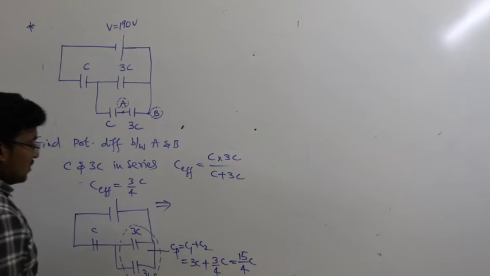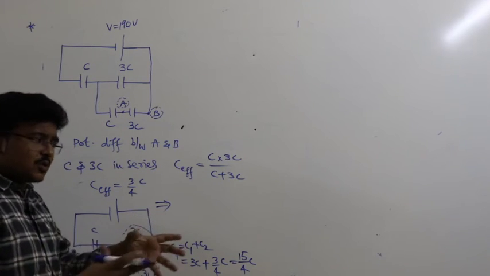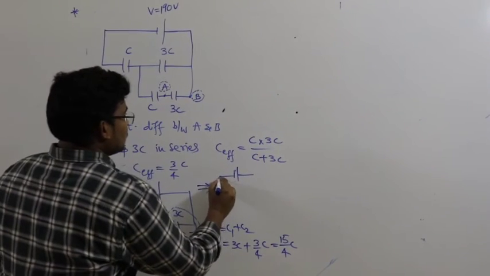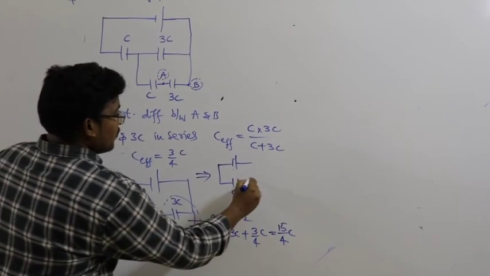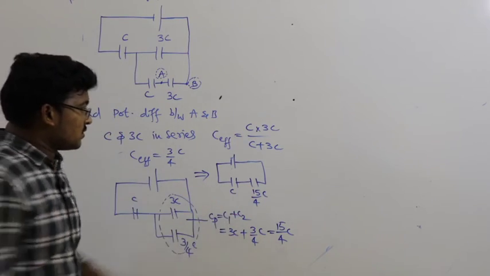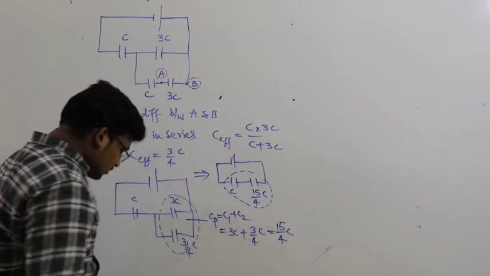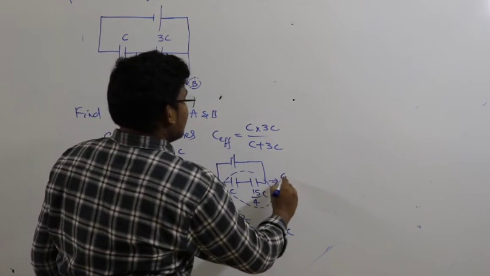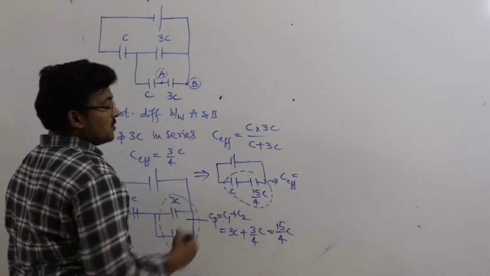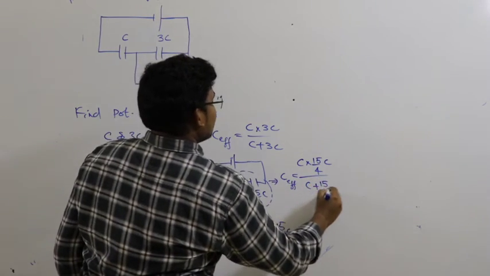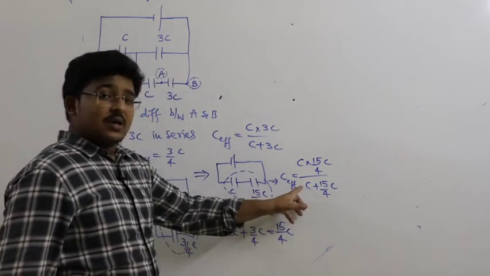Now the circuit will be like this. See, I am just converting the whole circuit into a simple one. So now this circuit becomes very small, where I can take this as 15 by 4 into C. Now what is the combination? Again you can say that these two are in series. Now series means what is the formula? Again the formula will be C effective is equal to product upon sum. Product is C into 15 by 4 into C. Sum is C plus 15 by 4 into C. It will be 19 by 4.